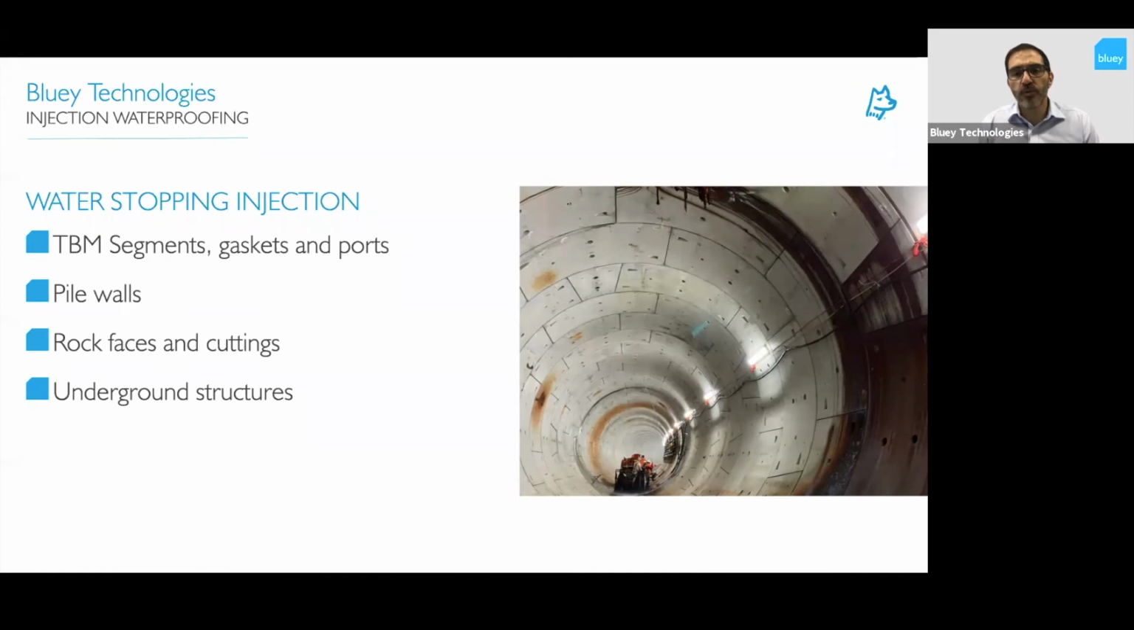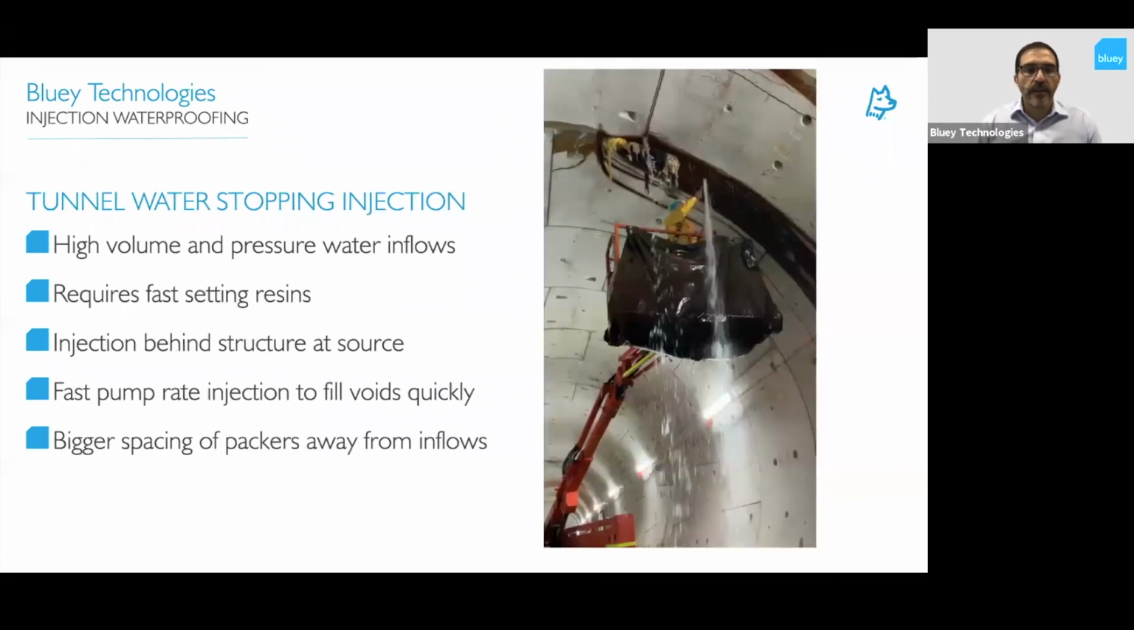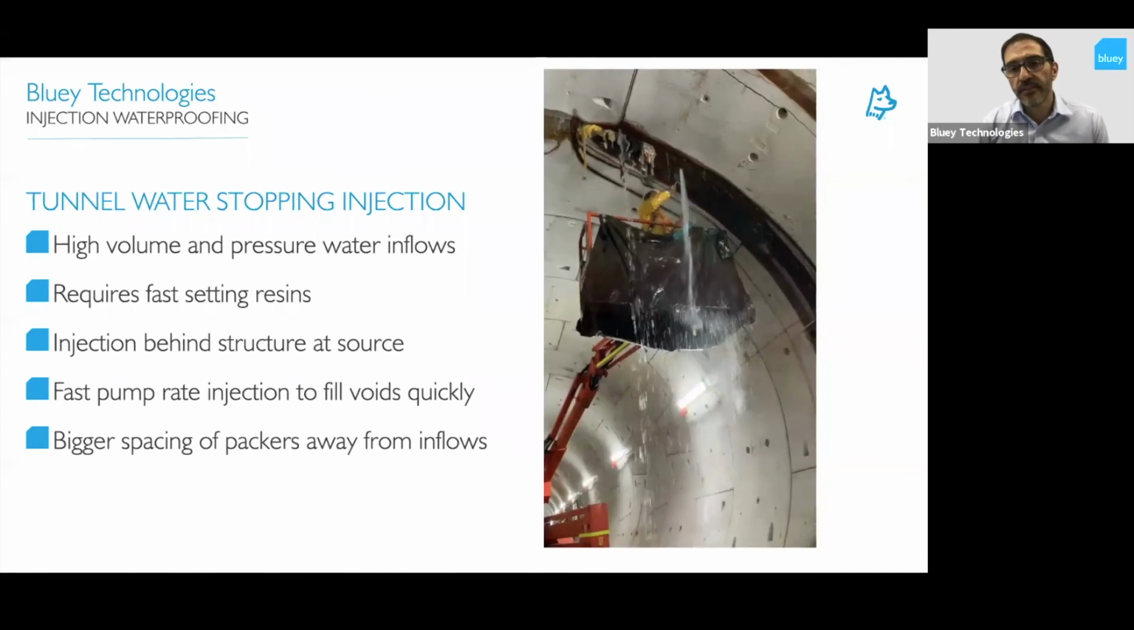So we'll drill holes typically right behind that concrete. We'll inject resin and fill the void, react with all the water, trying to get close to the source of the water, and cut that off with a fast setting resin. So as I mentioned, it requires higher volume and to resist the pressure of the water inflows. The fast setting resins we're injecting behind the structure at the source, and we need bigger spacing of packers away from the inflows. And I'll just show you a little video here just to give you an example of the type of pressure that you could be resisting.